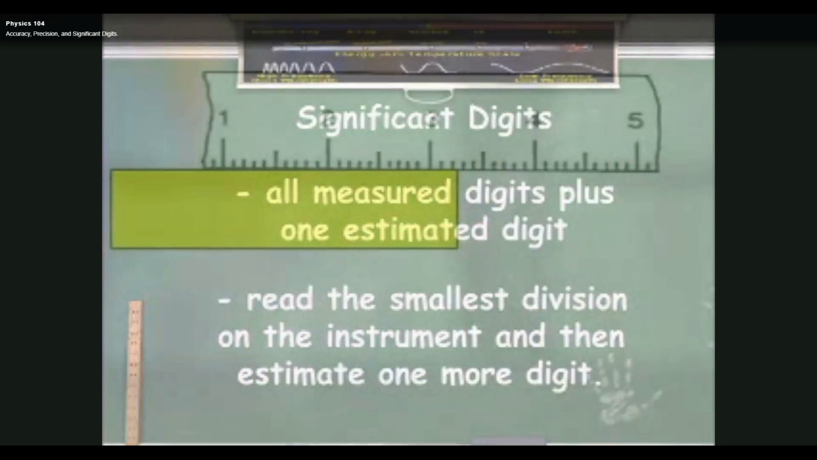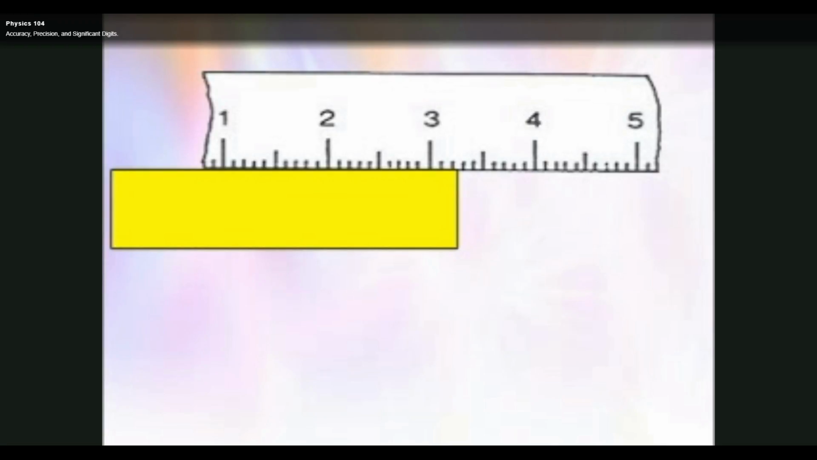Here's an example. Most people would agree that the edge of the object is at least at the 3.2 centimeter mark. Bob might say that the edge falls exactly on the 2/10 mark. He would record the length as 3.20 centimeters. The 0 is the estimated digit.